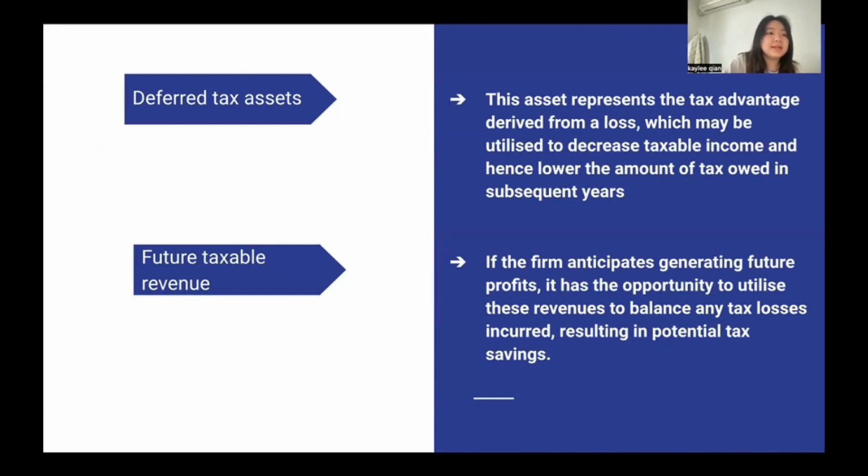This asset represents the tax advantage derived from a loss which may be utilized to decrease taxable income and hence lower the amount of tax owed in subsequent years. Secondly, the future taxable revenue. The crucial factor in identifying a deferred tax asset is the anticipation of future taxable revenue that can be offset by the tax loss. If the firm anticipates generating future profits, it has the opportunity to utilize these revenues to balance any tax losses incurred, resulting in potential tax savings.